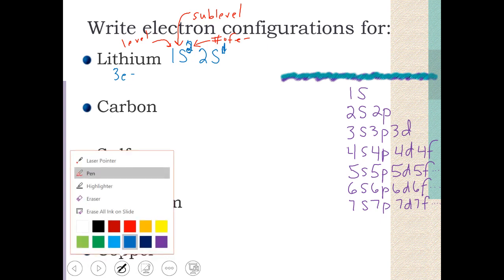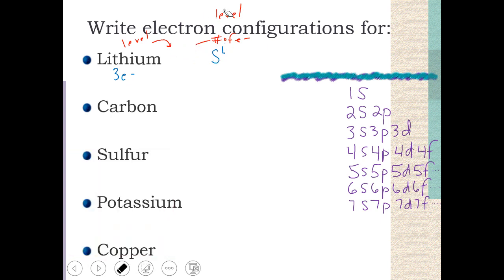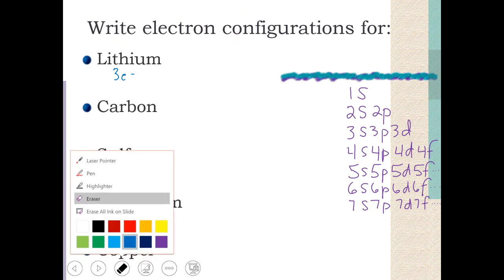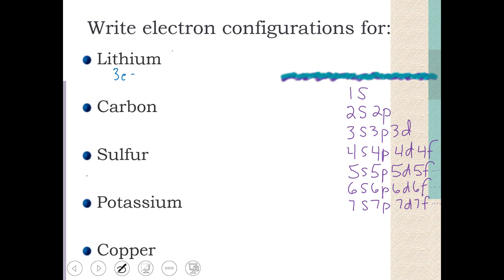Okay, now I'm going to erase some of that stuff so I can clean this up a little bit. And the configuration would look like 1s2, 2s1. And we do write a 1. We don't just write 2s. We do write a 1. Some things I want you to notice. It's all written together. There's no space in between. Do you see that? It's all written together.